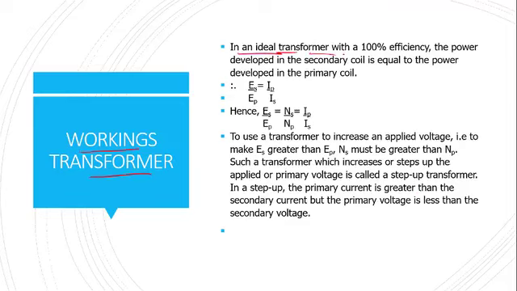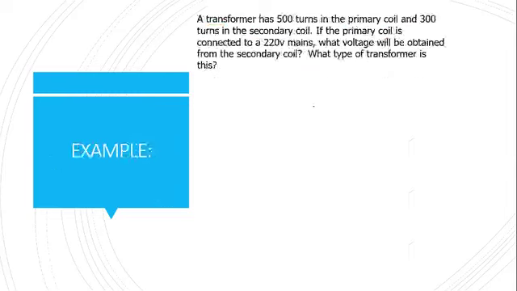Now, let's look at the workings of a transformer. In an ideal transformer with 100% efficiency, the power developed in the secondary coil is equal to the power developed in the primary coil. And we have Es over Ep, that is EMF in the secondary coil over EMF in the primary coil, equal to the number of turns in the secondary coil over the number of turns in the primary coil. It is also equal to the current in the primary coil over the current in the secondary coil.